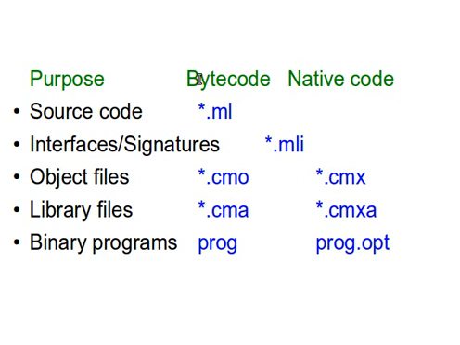These have the same idea. When we compile using bytecode, we get CMO. When you use native code with ocamlopt, we get CMX. For the library files, we get CMA if we do bytecode with ocamlc, and we get CMXA if we do ocamlopt. Then for the binary programs, if we compile using ocamlc, we just get the binary name without extension. If we use native code, we get program.opt.